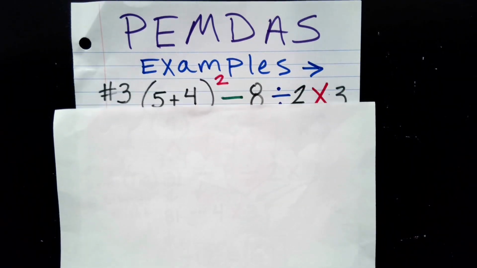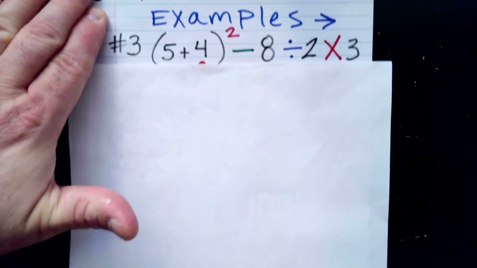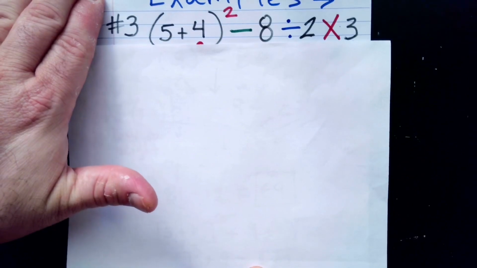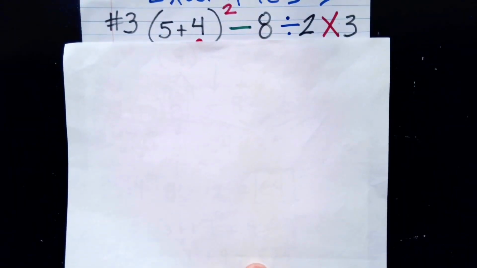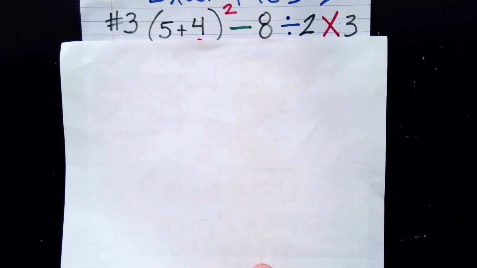All right, here's some more examples. Example 3. You have (5 plus 4) raised to the second power minus 8 divided by 2 times 3. So again, the first thing I want to do, please excuse my dear Aunt Sally, parentheses stands for P. You want to simplify everything inside the parentheses. Then you're going to do exponents, multiply or divide, then add or subtract.